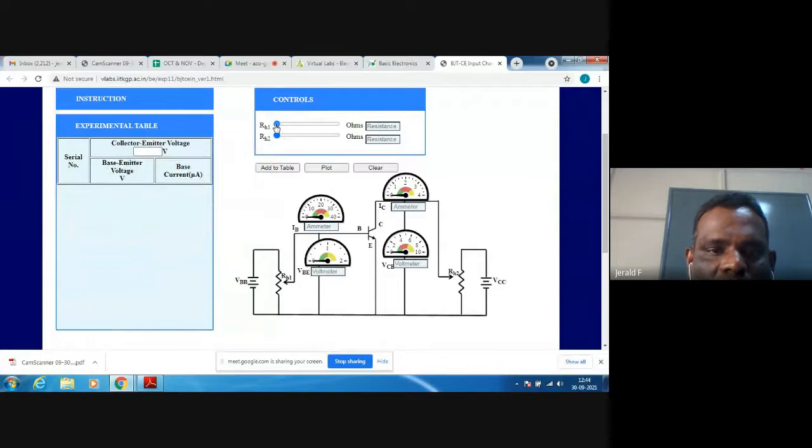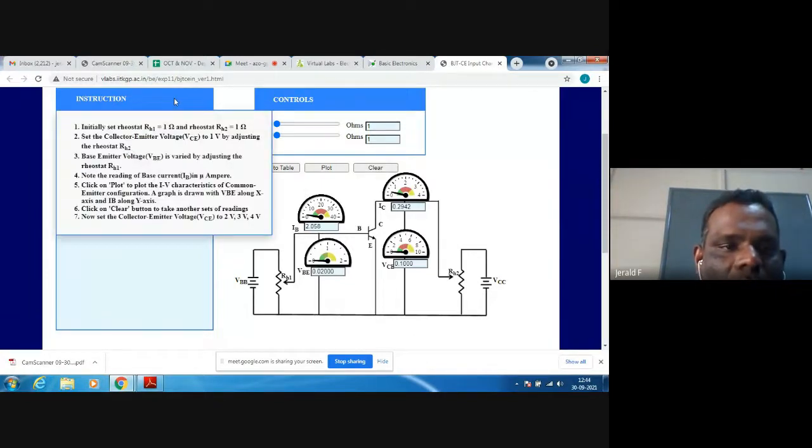Rheostat 1, you put it at 1, changing the value. This is the input side. Rheostat 2, you can change from 1. Both will be 1. That is the first condition. And the second condition: set the collector emitter voltage. Collector emitter voltage 1 volt, adjusting by rheostat 2.